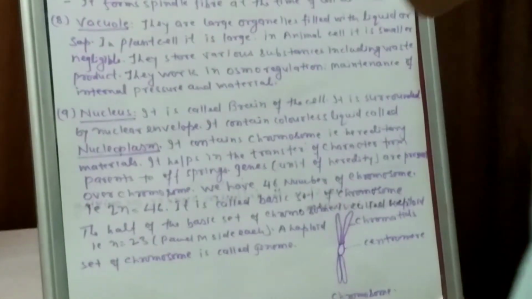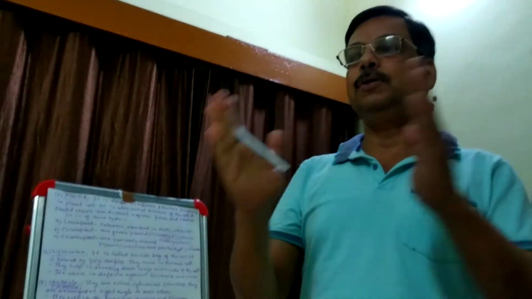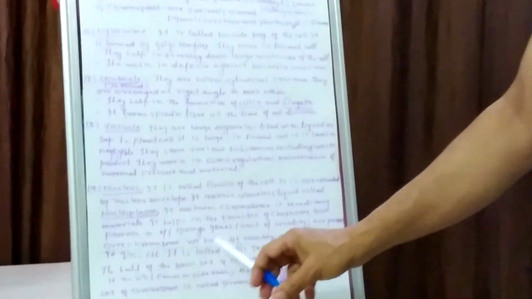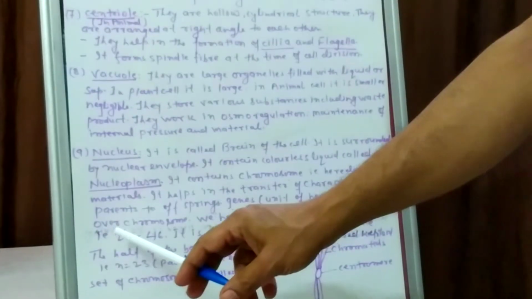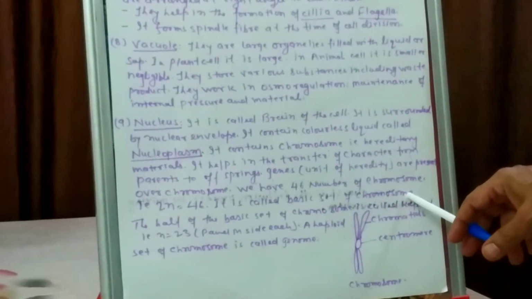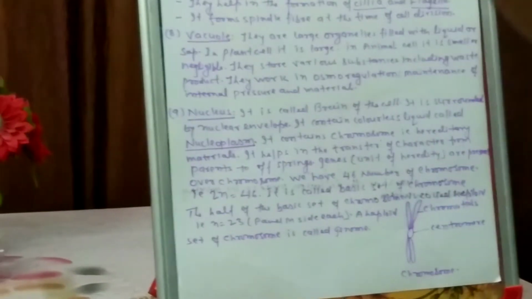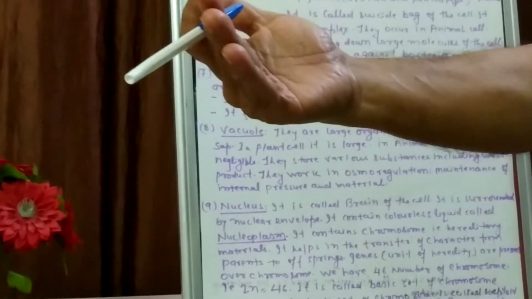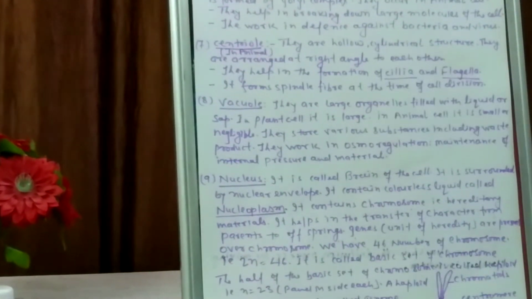If we talk about the haploid number of chromosomes, that is n equal to 23. So 23 comes from the maternal side and 23 comes from the paternal side, and then it becomes 46. So here again you see, we have 46 chromosomes, that is 2n equal to 46. It is called the basic set of chromosomes. These basic sets of chromosomes are present in every individual. Each and every individual, either plants or animals, has a fixed number of chromosomes.